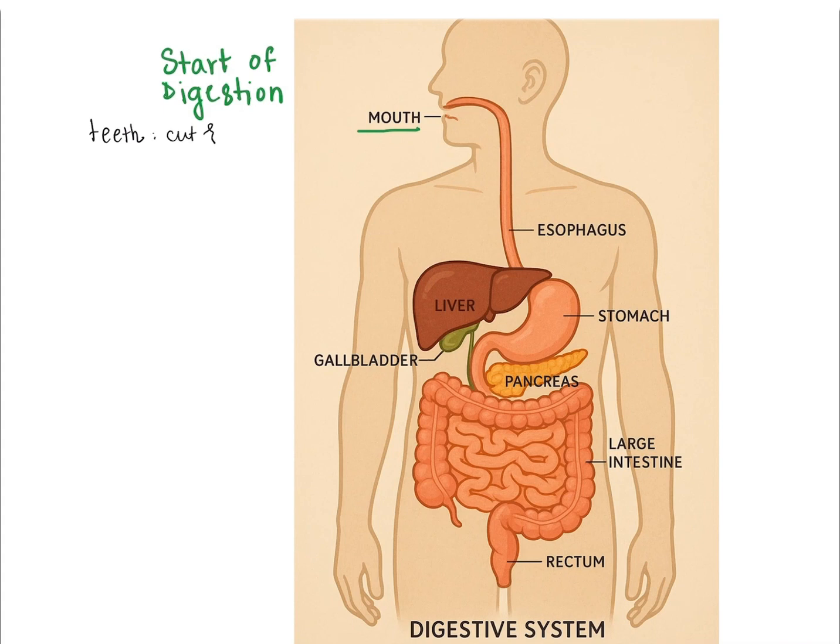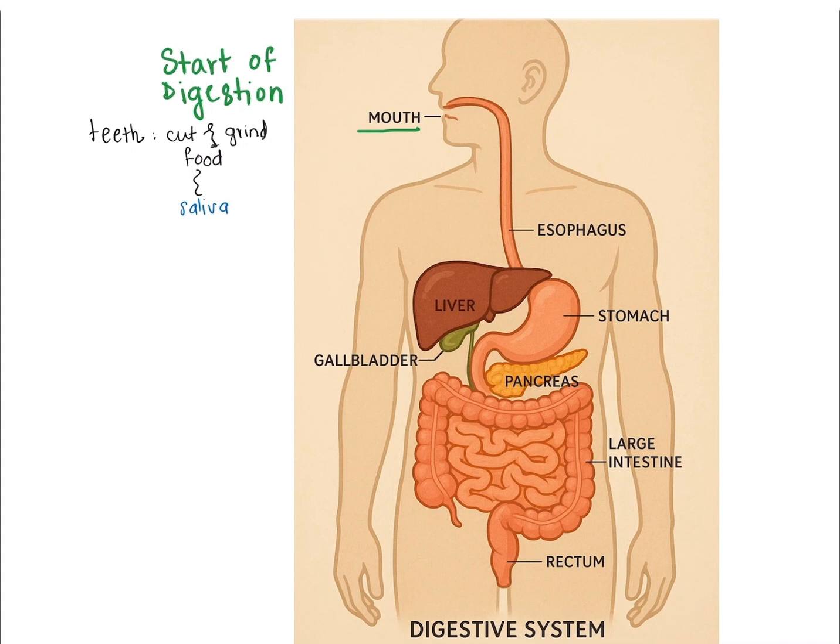There are two types of digestion: mechanical digestion and chemical digestion, both of which start in the mouth. Mechanical digestion is the physical breaking down of food, like chewing, for example. In the mouth, the teeth cut the food. The food is cut and ground, and that's the mechanical digestion.